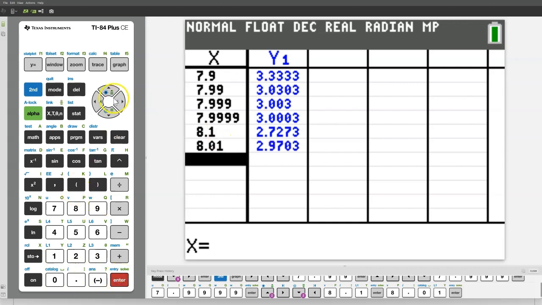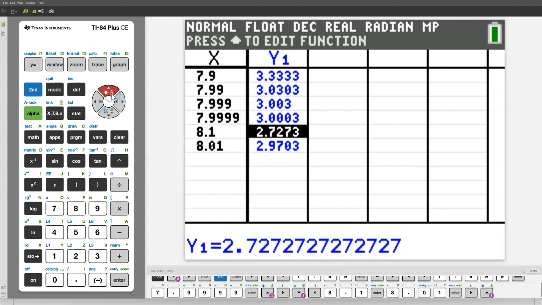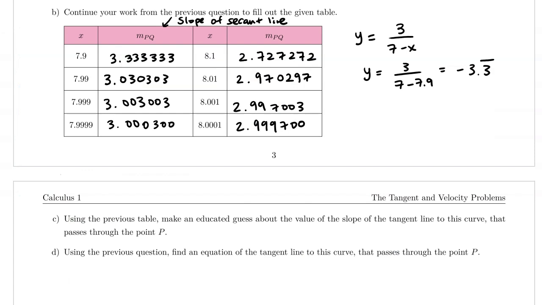And so now I'm just going to take these slope values and then plug them into our table in our notes. So let's go back. All right, so I've gone ahead and I filled out the rest of our slopes in our table.